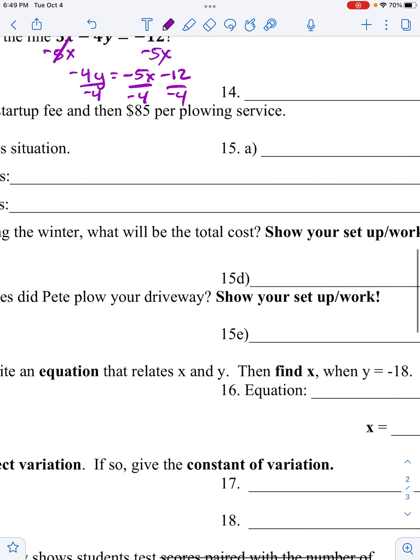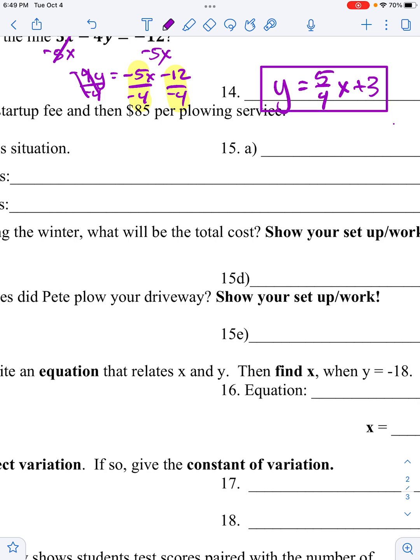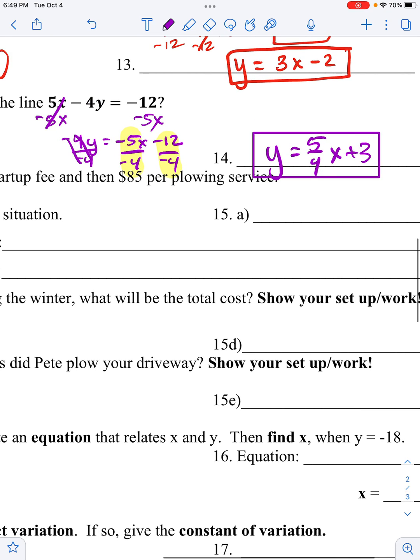So my answer is going to have just y because the 4's and the negatives cancel. Here, the negative 5 over the negative 4, the negatives cancel. So I get that. So my slope would actually be a positive, like up 5 over 4. And then here as well, negative 12 divided by a negative 4 will give me a positive 3. So this is the same line as the one they gave me initially. It's just that this one's in slope-intercept form and the other was in standard. It's always the same.